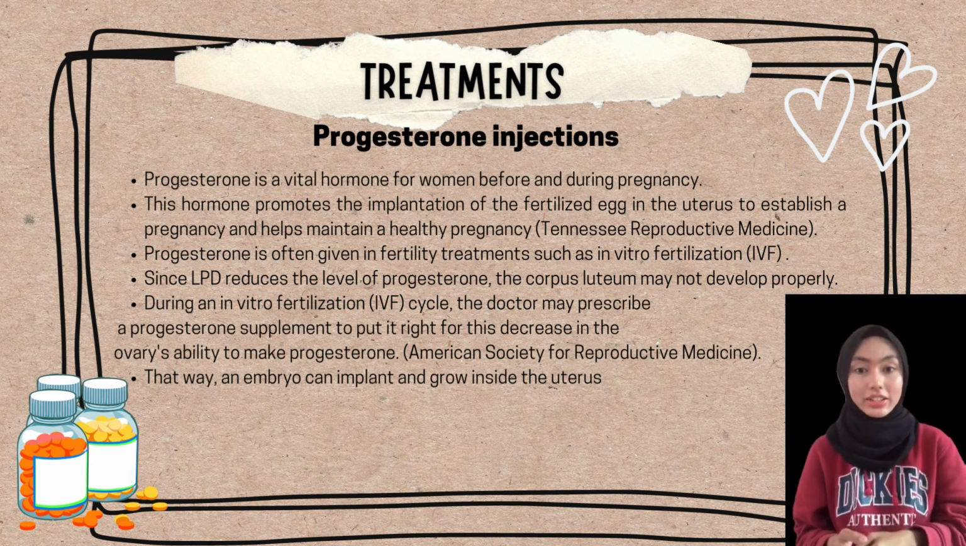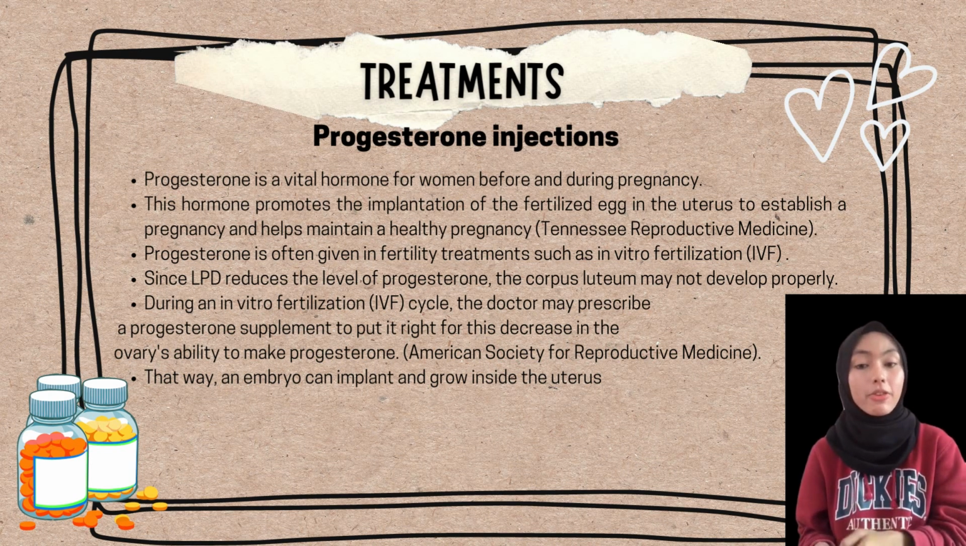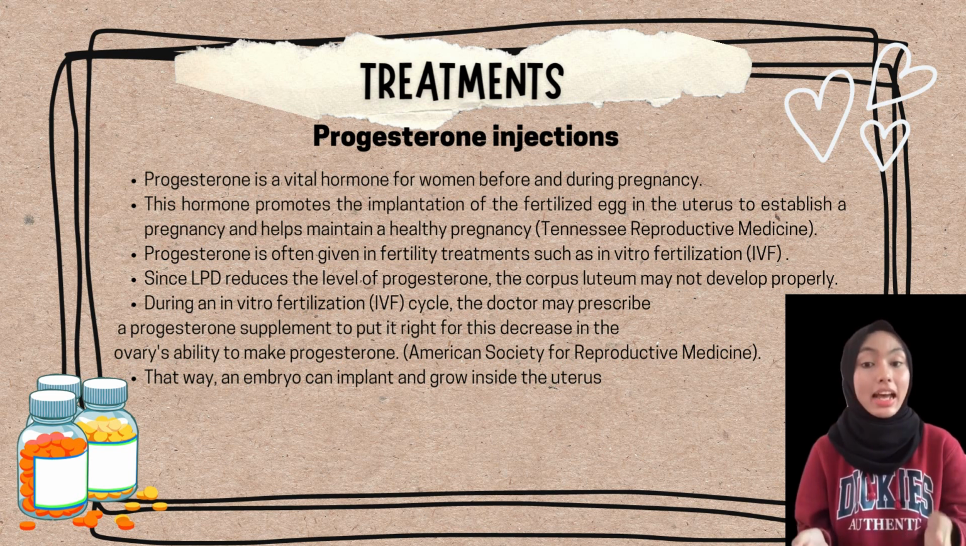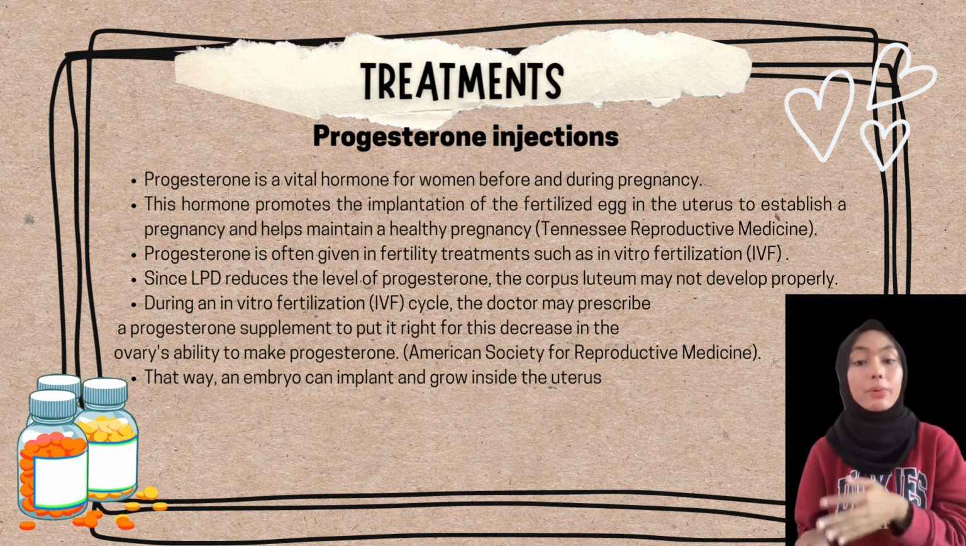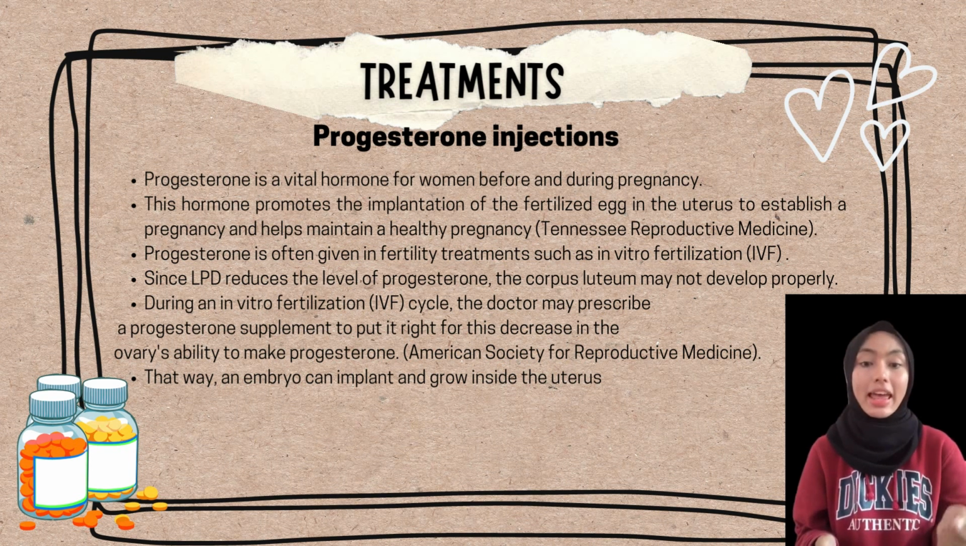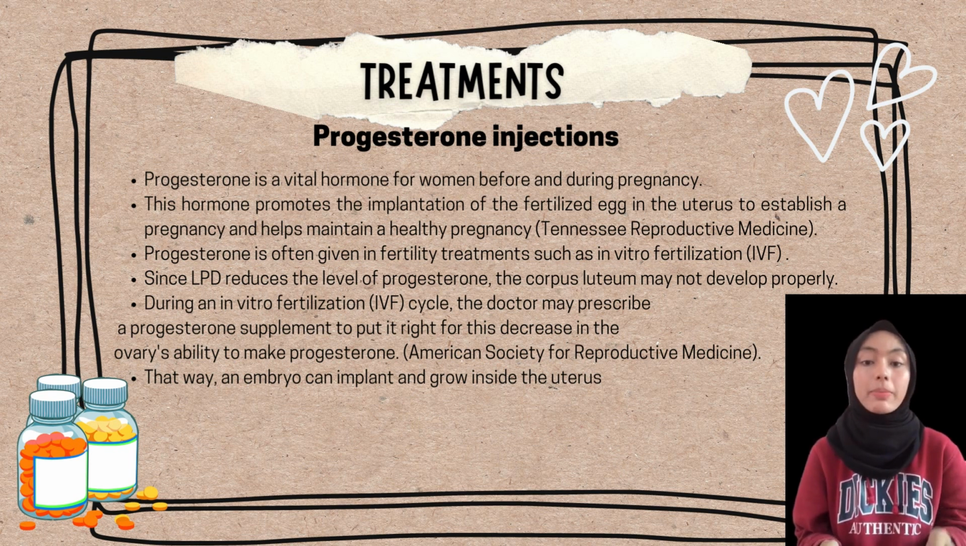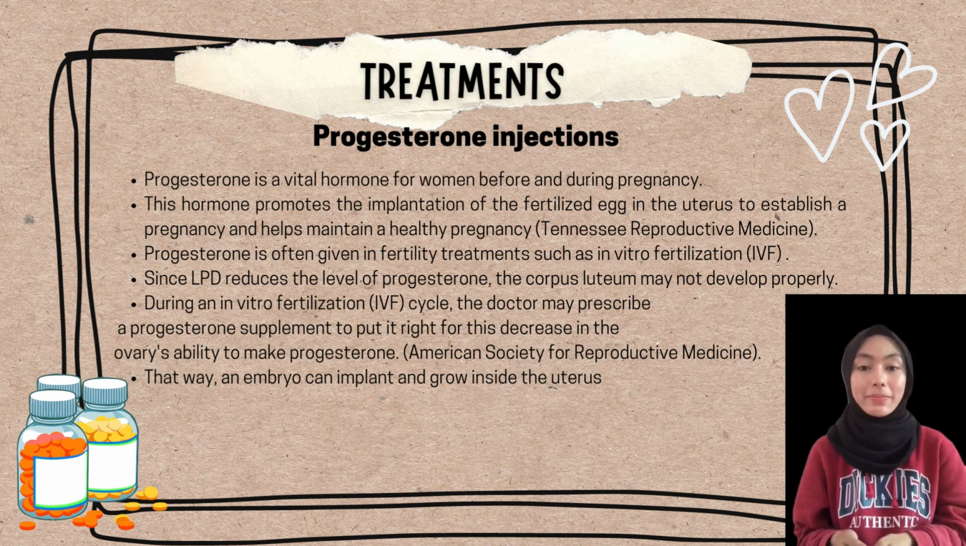Firstly, we have progesterone injections. As we all know, progesterone is a vital hormone for women before and during pregnancy, as it helps to thicken the endometrium lining and promote the implantation of the fertilized egg in the uterus to establish a pregnancy. If a pregnancy does not take place, the progesterone level will fall and a period occurs. If an embryo implants into the lining of the uterus, the ovary will produce progesterone until 8 weeks into the pregnancy. After that, progesterone will be produced by the placenta throughout the rest of the pregnancy.